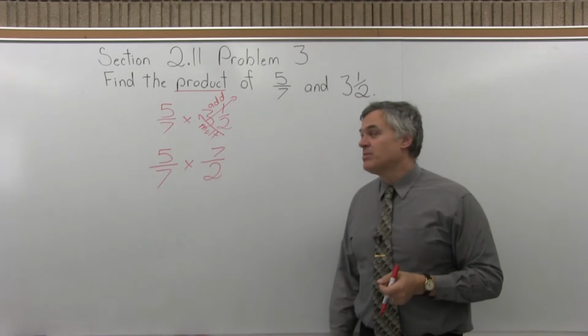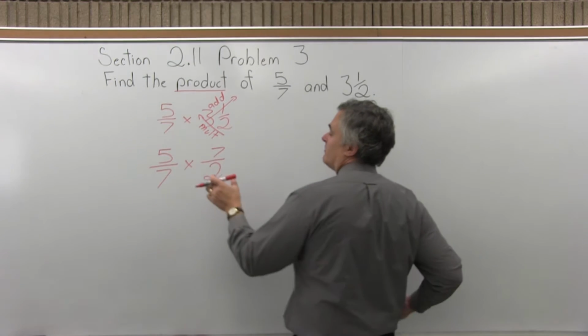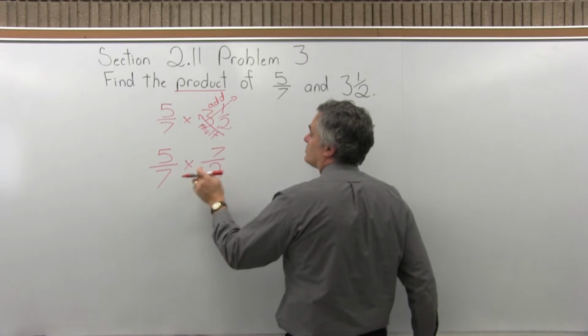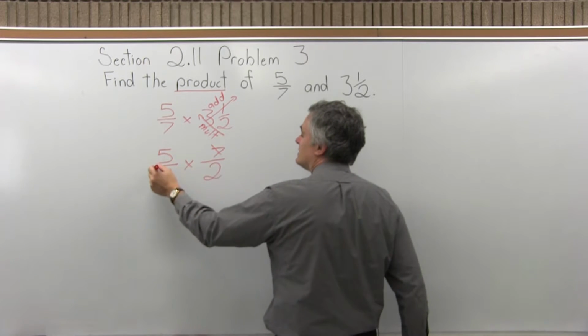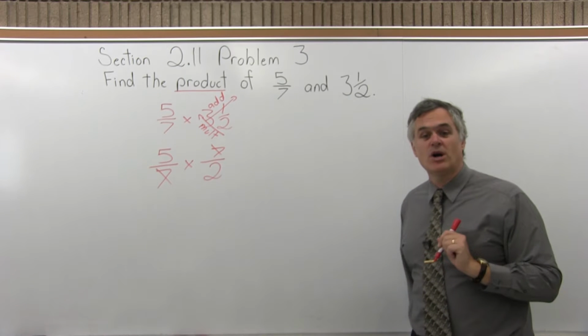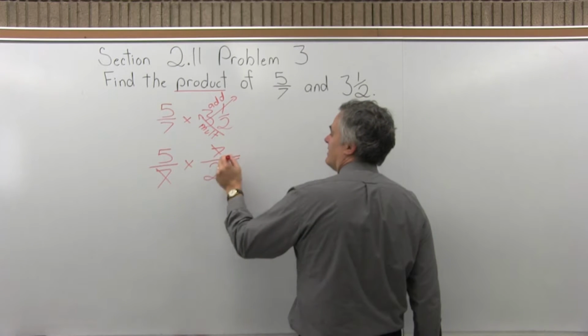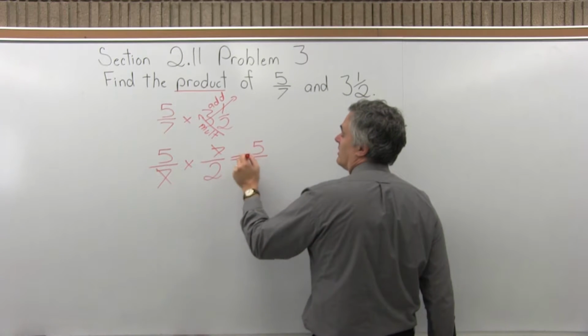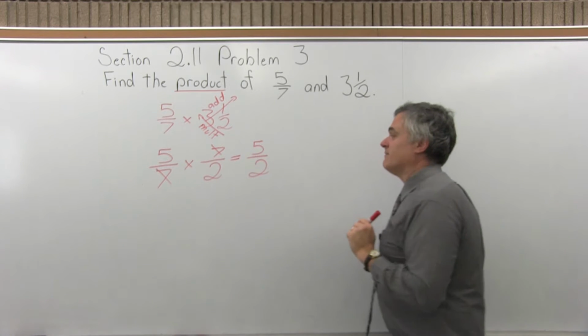And now we can multiply. Top times top, bottom times bottom. We'd get 35 over 14, which would reduce nicely, but you can pre-reduce if you like. There's a 7 in the top, 7 in the bottom, and just cancel those. And we would have 5 for the numerator, 2 for the denominator.